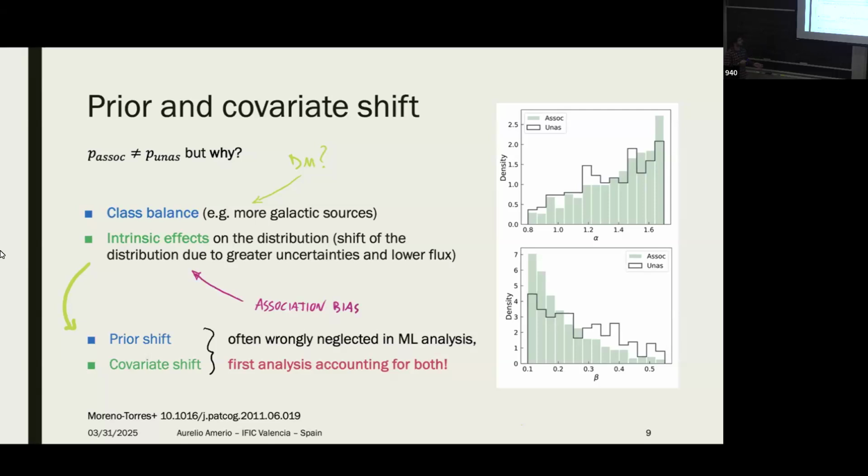Okay. And we model it, so we model a prior shift, that is a shift in the composition of the sources, so more galactic, less galactic, and then a covariance shift, that is to say an intrinsic shift of the distribution in the parameter space.